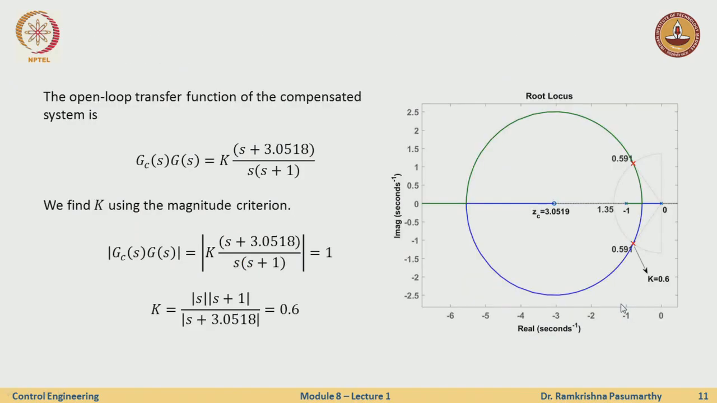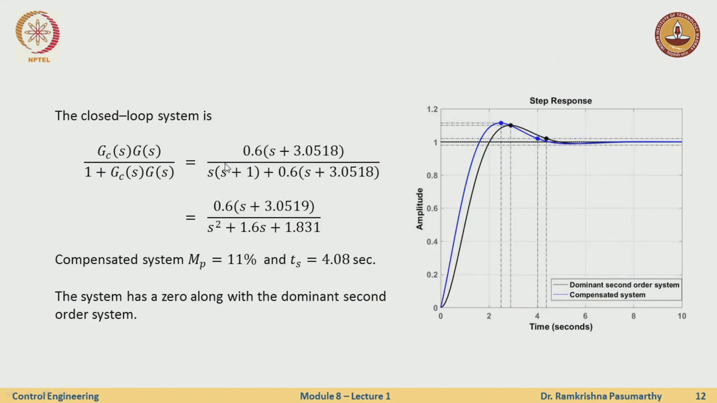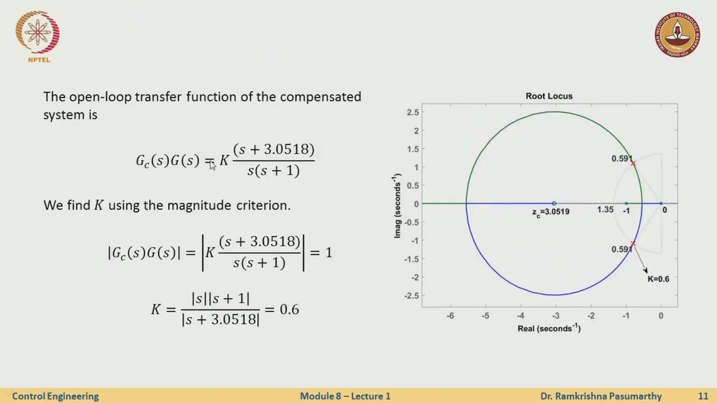Okay. So now, how does GC times G look like? GC times G looks like this: k, the 0 which I added because of the compensator, and the poles of the plant. Now, what is this k? I simply cannot choose any k. This k is chosen by the magnitude criterion, such that the overall magnitude of k times the 0 and the poles should be 1.